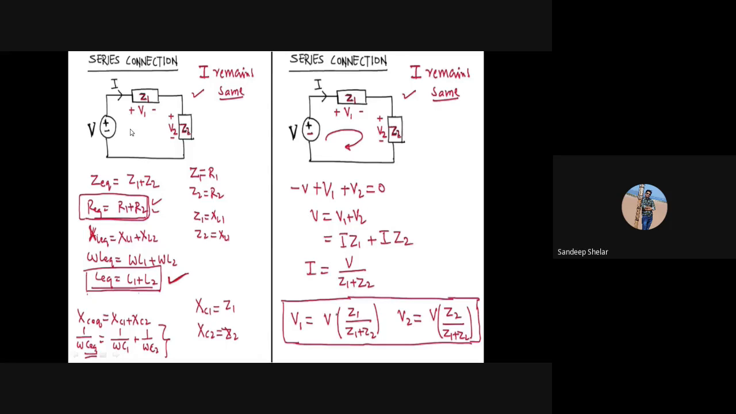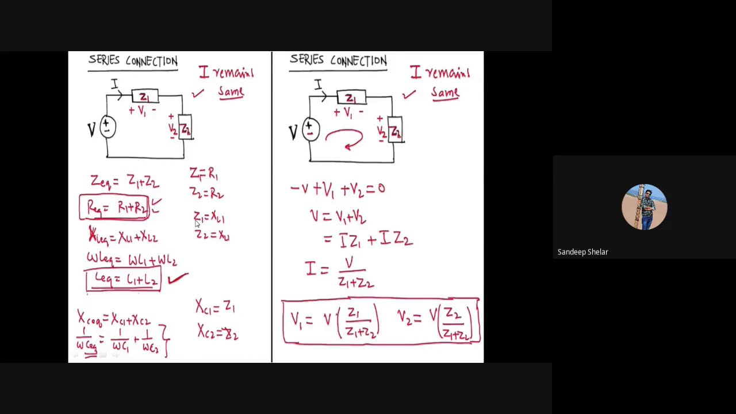Now we have to find the equivalent impedance, Z equivalent. Impedance Z is equal to R plus jX, that means the addition of resistance and the imaginary part of the inductance. This is called the impedance of the network. Z equivalent is equal to Z1 plus Z2. Now put Z1 equal to resistance R1 and Z2 equal to R2. Then the equivalent resistance is R equivalent equal to R1 plus R2.